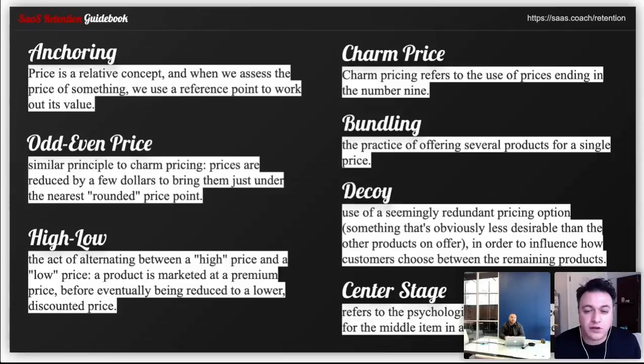Yeah. So also it's a way to just kind of stack value and make a really compelling case when there's multiple things bundled in for that single price point. Yep. And then high-low, which is actively alternating between high price and low price, a product marketed at a premium price before eventually being reduced to a lower one.